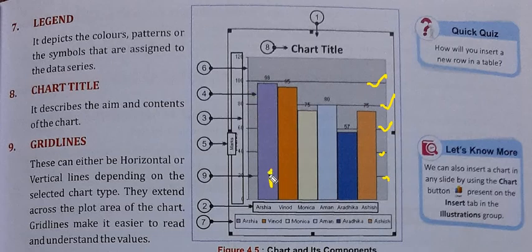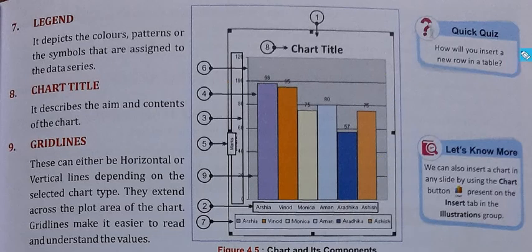Suppose Alshia's value is here, something like 98. This is the 80 grid line, this is the 100 grid line. Between these, 98 something is there, right? So it is easy to understand the value using the grid lines. So that's the grid line. I hope you are understanding.